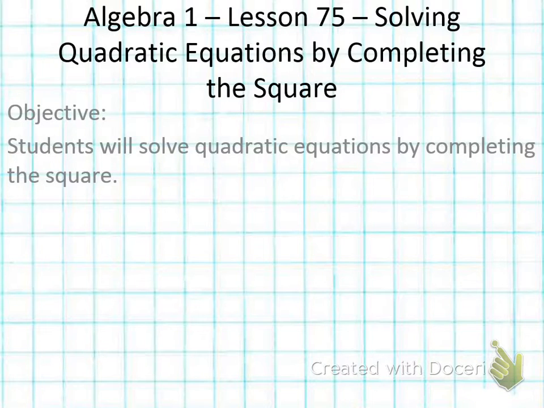Alright, for today's Algebra 1 lesson, it's lesson number 75. We talked about solving quadratic equations by completing the square. Okay, so we've been talking about solving quadratic equations using all different methods. So we started with factoring and taking the square root. And now this is completing the square.